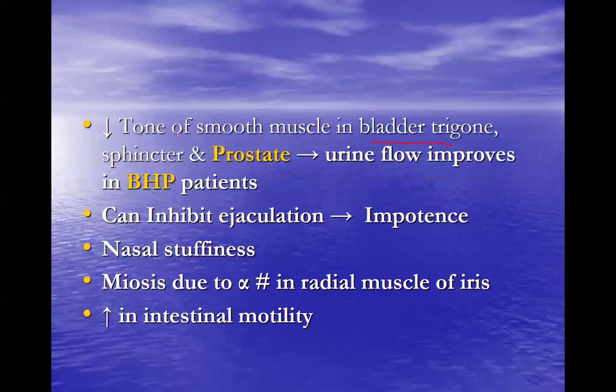Now, these particular alpha receptors increase the tone and constrict the sphincters. Once you give alpha blockers, the tone is decreased, the sphincter is relaxed, and the urine flow improves in benign hypertrophy of prostate patients. It tends to inhibit ejaculation.